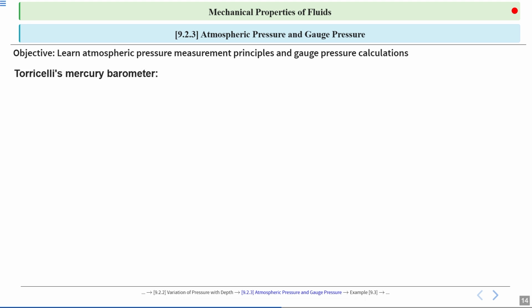Now, let's start by introducing Torricelli's mercury barometer. This device is fundamental in measuring atmospheric pressure. Notice how it's a simple and ingenious tool that uses mercury to provide accurate pressure readings.